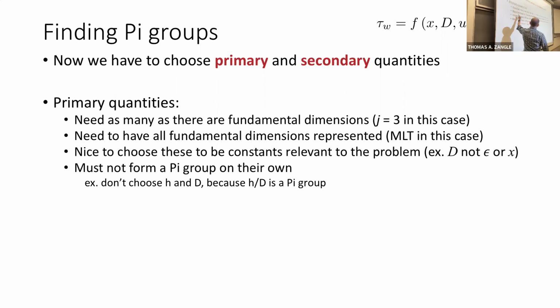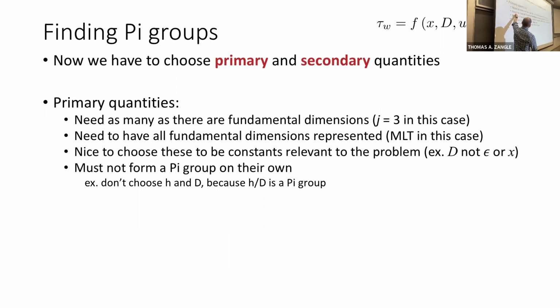And for these primary quantities, there's a couple of rules. The first is that we need as many as there are fundamental dimensions, right? So in this case, J was 3: mass, length, time. And so we're going to need to take that list of variables and choose 3 primary quantities, one each for mass, length, and time.